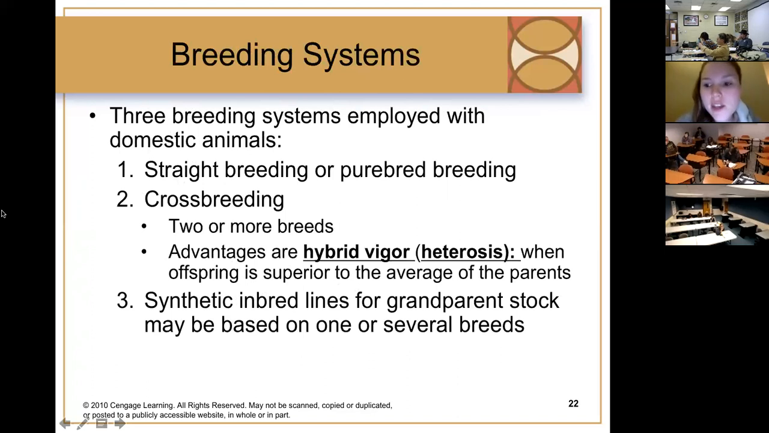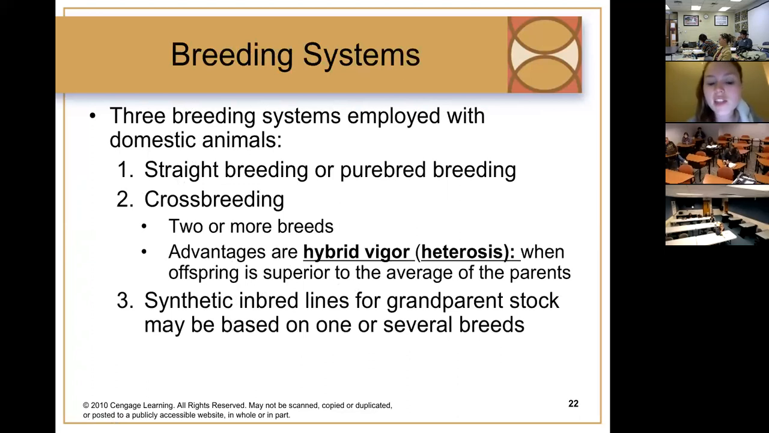So there are basically 3 different breeding systems that are used. You have what's called straight breeding or purebred breeding, where you're basically breeding all animals from the same breed. They're going to be purebred. It's kind of almost like a blind breeding. It's pretty simple. Then you have crossbreeding systems where you can have 2 or more breeds.